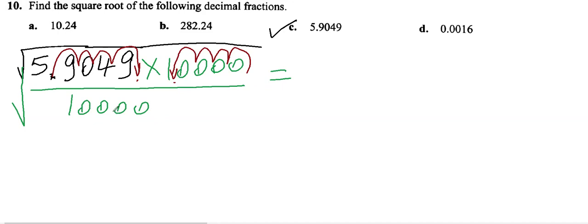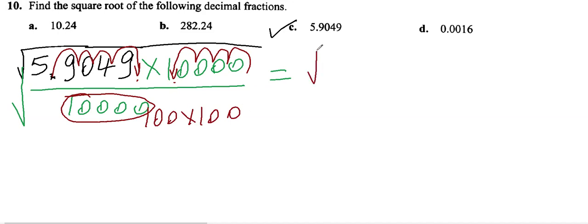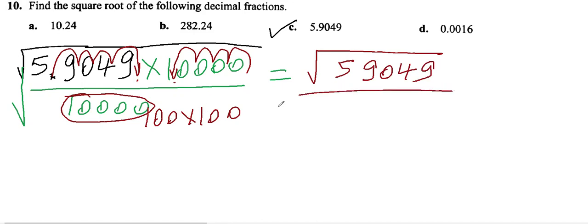Decimal point will come here. And this entire 10,000 I can write as 100 into 100. And this is inside the square root, so I will get only 100. So what I will do? I will write this as square root of 59049 divided by square root of 100 into 100. There is a pair, so I will write only 100.